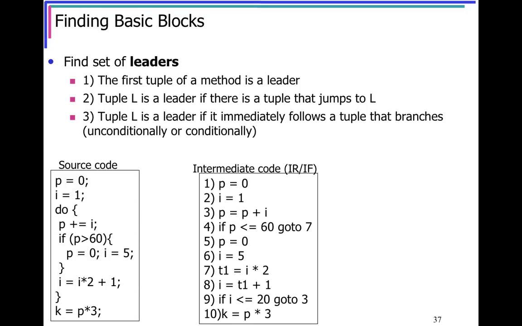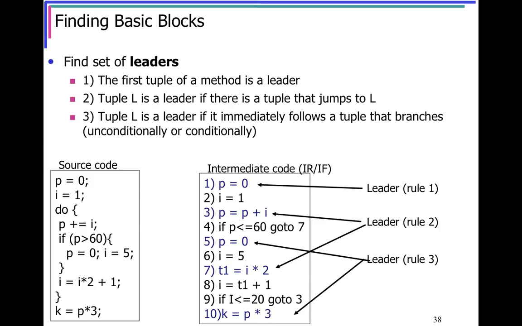So if we want to do this as an example, the rules are at the top, the source code's on the left. I translate it to an intermediate representation with go-tos because it's just easier to process. And then I find the leaders. The first instruction of the method is a leader via rule 1. Instruction number 3 and instruction number 7 are leaders because of rule 2. They are targets of a branch or jump.